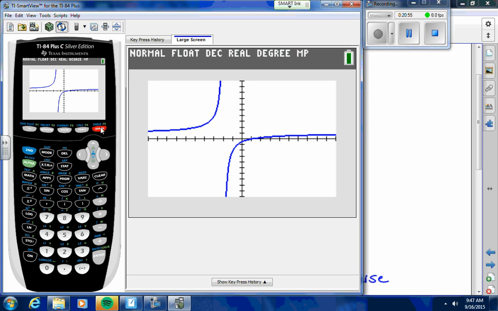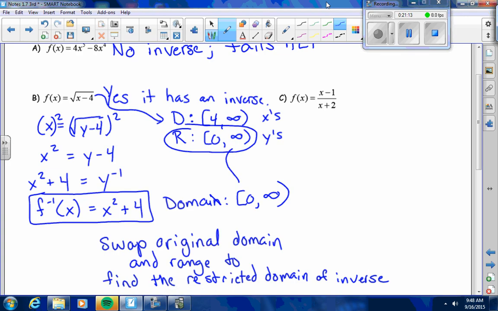Will this function have an inverse? Does it pass the vertical line test? Yes. Use your vertical line, your pencil. Now turn it horizontally. Does it pass the horizontal line test? Yes, it does. So this one does have an inverse.